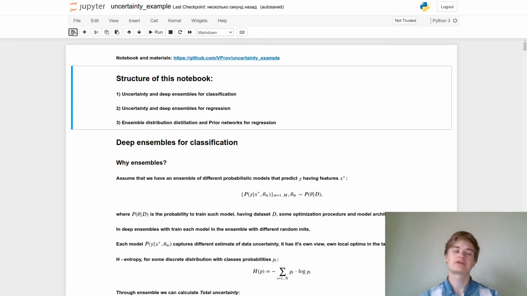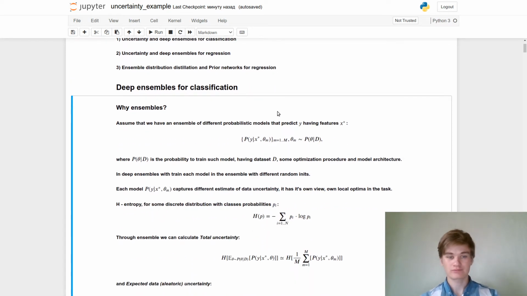Hello, I'm Ivan, and today we will go through the notebook with examples of how you can write and use code to apply uncertainty techniques on your tasks. In this notebook, we will firstly go through uncertainty and deep ensembles for classification tasks. Then we will see how you can change it for regression, and lastly I'll show you how you can apply prior networks for your work.